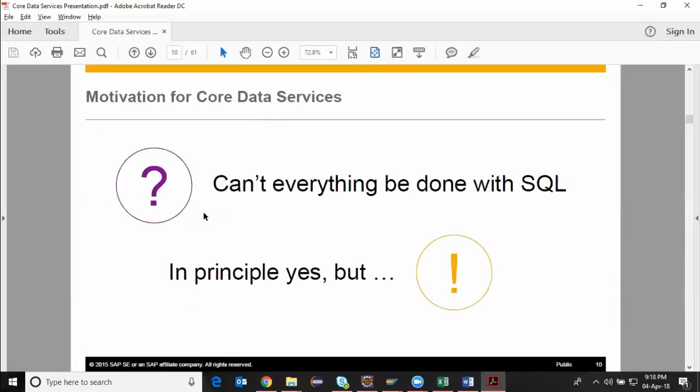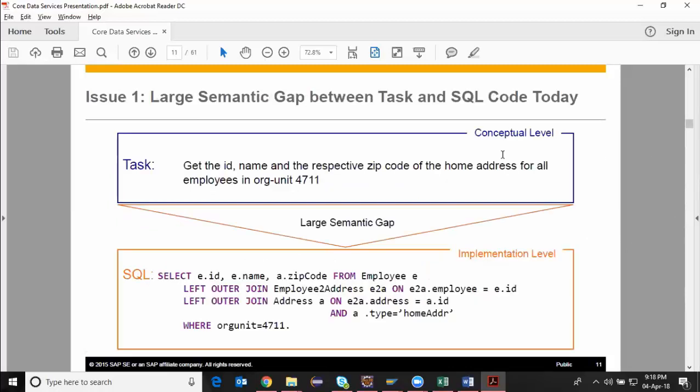So why CDS? Can't everything be done with SQL? In principle, yes. But let's take a simple scenario where I want to get the name and ID, and the respective zip code of the home address, for all the employees in the organization. So how do you do that? You write a select, not a simple select, a kind of select like this. Do some left outer joins and then get the required information. That is the implementation level. This is your conceptual task, and this is what it ends up as when you implement your idea using SQL.